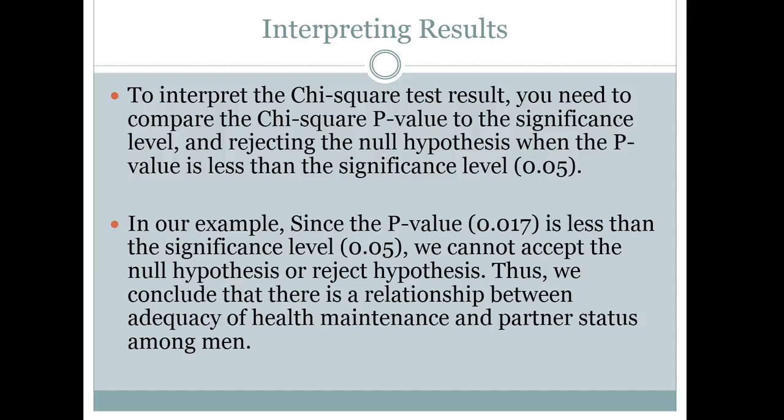So how would we create a conclusion once we have this? Our conclusion should be related to our results, and as researchers, we should say in our conclusion that among men, partner status has a significant relationship with the adequacy of health maintenance.